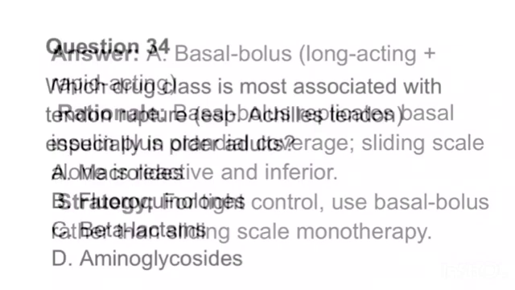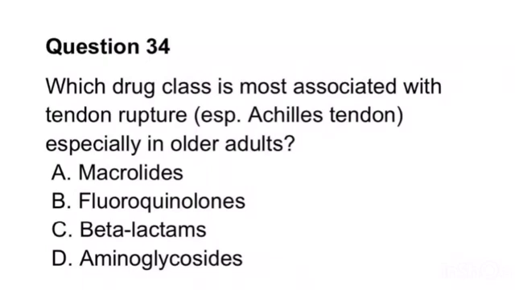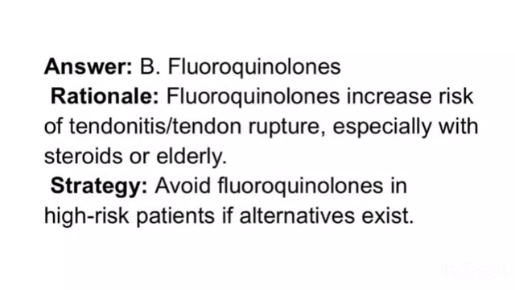Question 34. Which drug class is most associated with tendon rupture, especially Achilles tendon, especially in older adults? A. Macrolides. B. Fluoroquinolones. C. Beta-lactams. D. Aminoglycosides. Answer: B. Fluoroquinolones. Rationale: fluoroquinolones increase risk of tendinitis/tendon rupture, especially with steroids or elderly. Strategy: avoid fluoroquinolones in high-risk patients if alternatives exist.